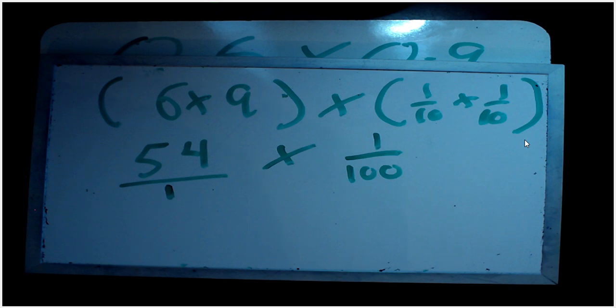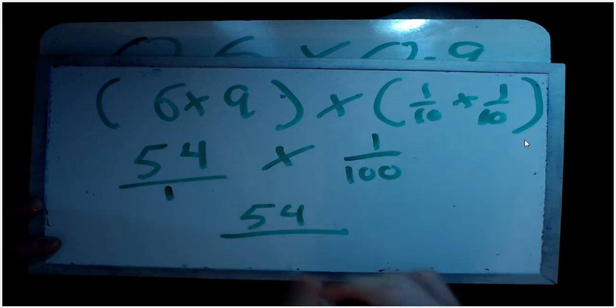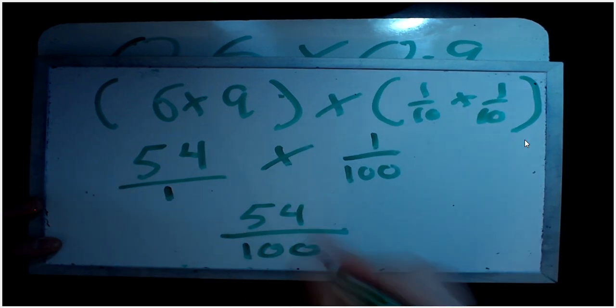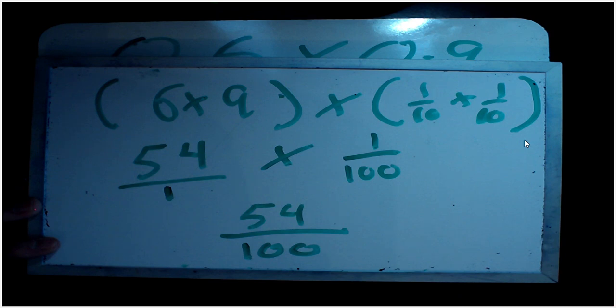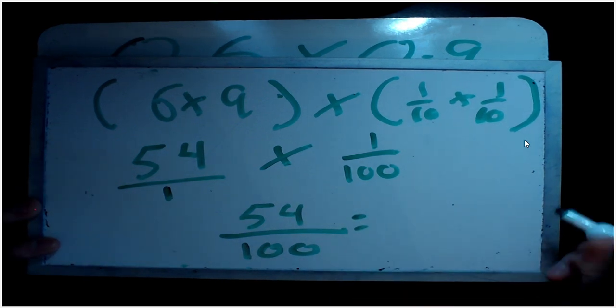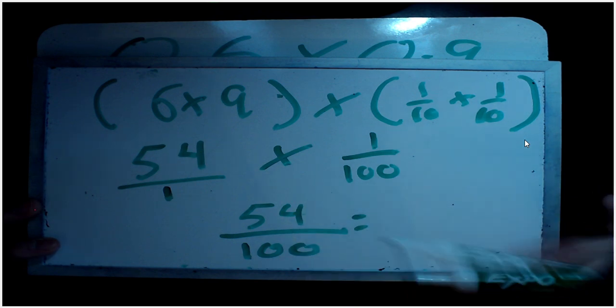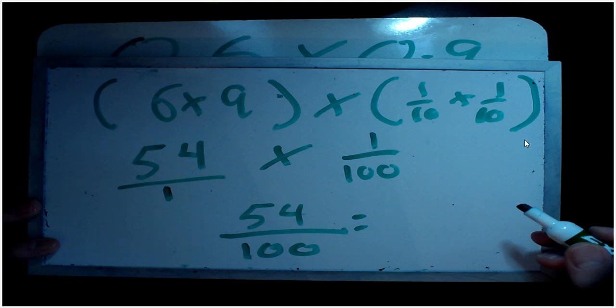So what do I do next? I multiply across. 54 times 1 is 54. 100 times 1 is 100. I have 54 hundredths, or 54 over 100. Converting that to a decimal, what you could do is divide 54 by 100. That would be like if you were finding your percentage on a math test.